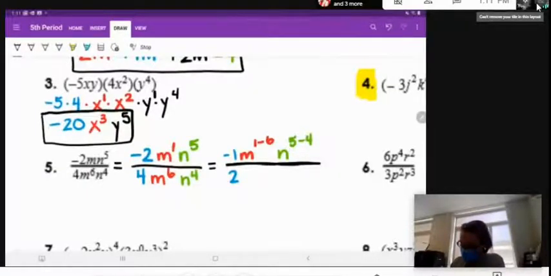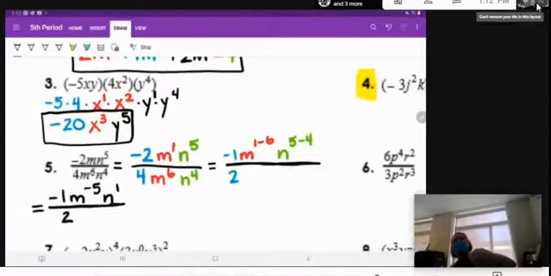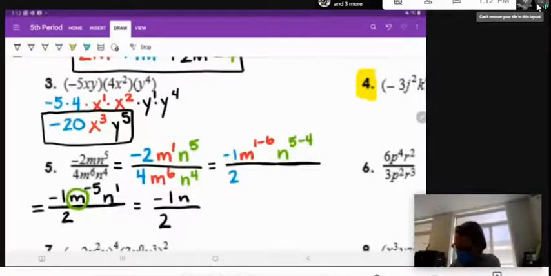We're still not done though, so let's actually simplify this a little bit. We'll have a -1 m to the -5 n to the 1 over 2. And I see a negative exponent. When you have a negative exponent, you have to move that to the other side of the fraction. So identify the base that is affected by that negative exponent, and let's move that base to the other side. So down here at the bottom, we'll now have this additional m to the +5.